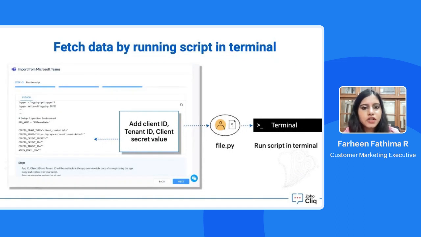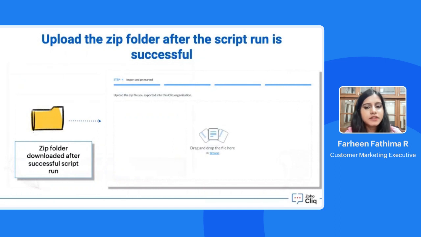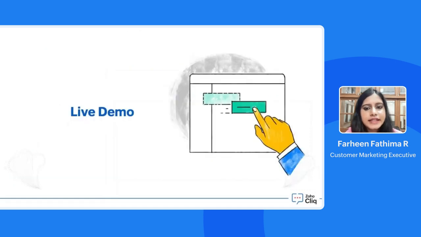The second step is to fetch data from Microsoft Teams by running a Python script in the terminal. To do so, first you'll need to copy the Python script and add the inputs you obtained when you registered an app in the Azure portal, and then save it as a .py extension file. Then you can run the script in your terminal. The third step is to upload the zip folder obtained after the successful run. This step will import the data to Zoho Cliq. So let us look at each step with the help of a live demo.